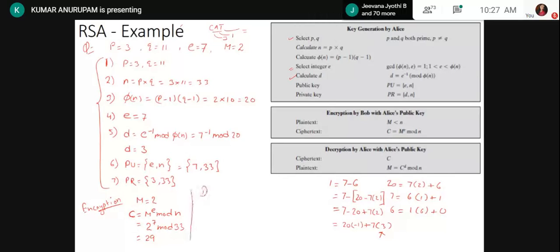Now, what is decryption? How to do decryption? Decryption is simple. We are having the ciphertext as C. We need to calculate plain text M. C to the power D mod of N. Now C is 29 and D is 3, and N value is 33. So when you do this, of course you will get it as 2.